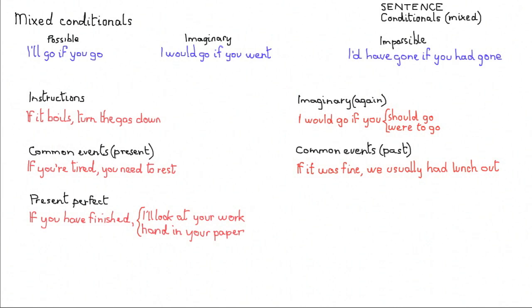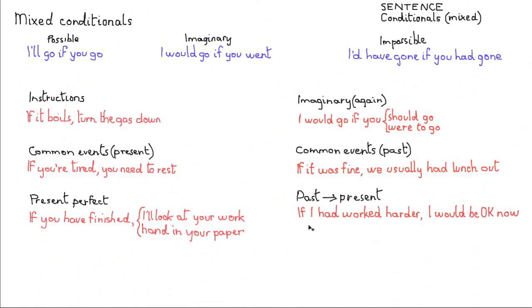And finally, the last group I want to put up is when we get a time shift from past to present. That's when the sentence starts in the past and changes to the present. I'll just drag in an example here. Let's get it in the right place. Yes, that's okay. Good. If I had worked harder then, I would be okay now. If you had saved your money, you would be able to buy a new laptop now.